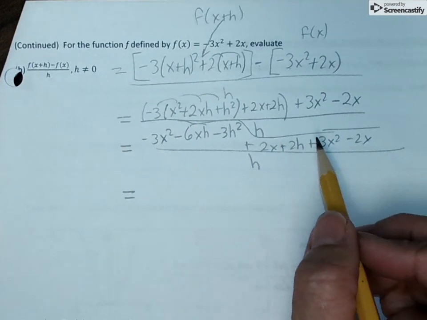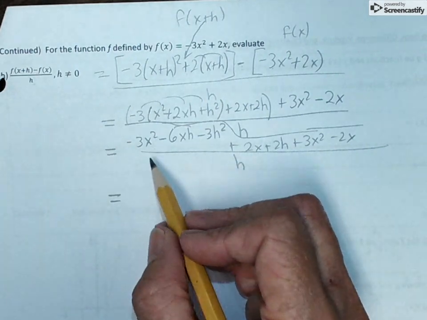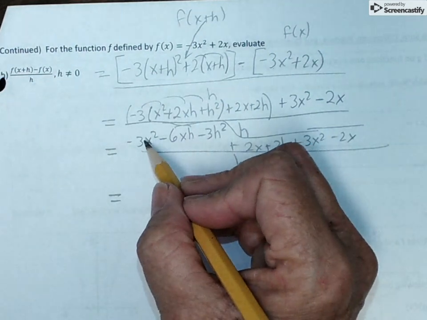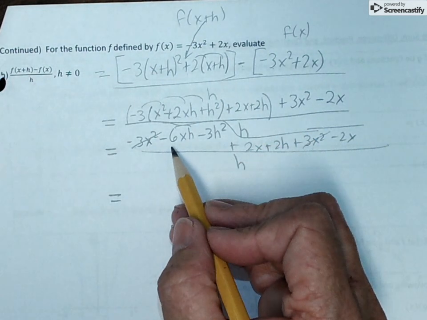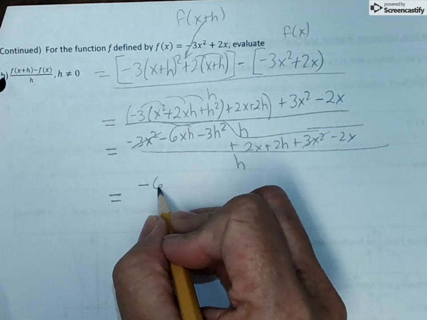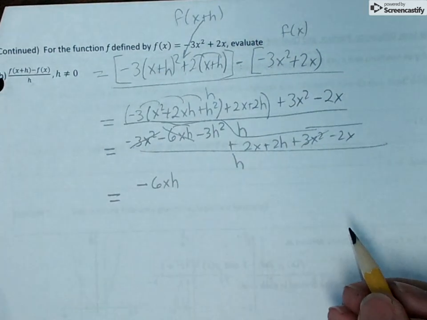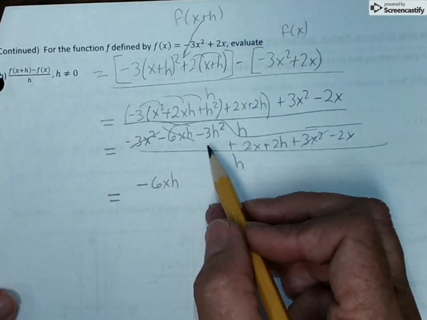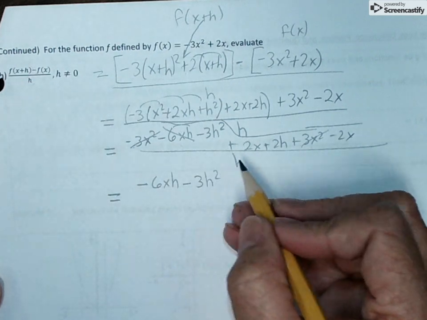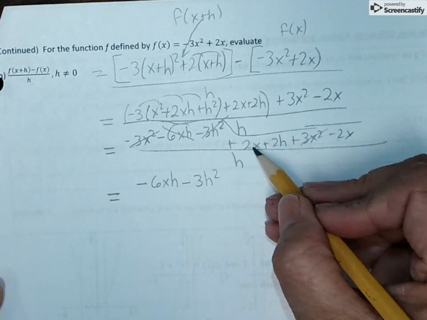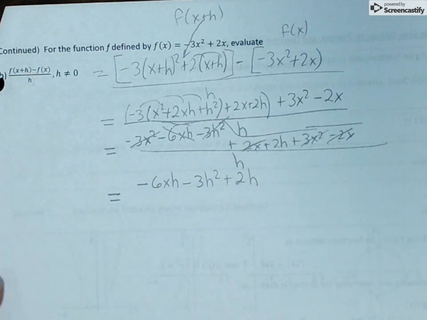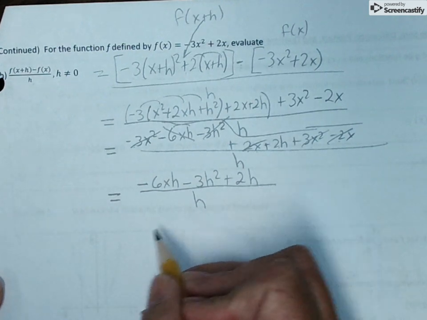So now I just need to combine my like terms. I've got a negative 3x squared and a positive 3x squared. Those are going to cancel with each other. I've got a negative 6xh. I don't have any others, so that's going to remain. I'm just crossing them off as I use them. I've also got an h squared, no other h squared, so that's going to stay here. And I've got a positive 2x and a negative 2x, those cancel, plus a 2h right here. And all of this still divided by h.